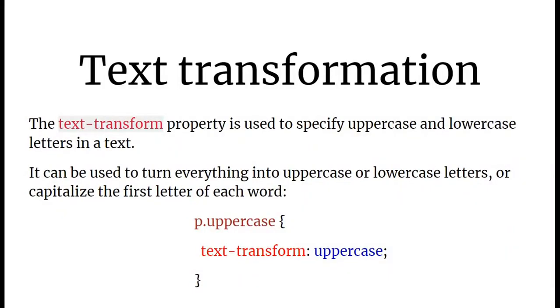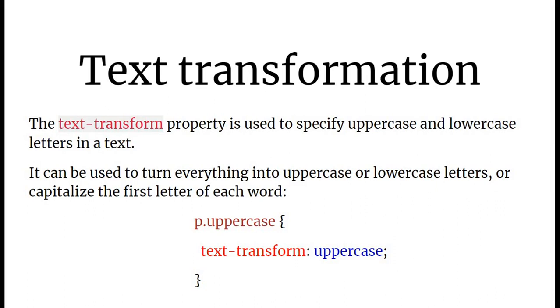So that was about decoration. Now we are going to see transformation. The text transform property is used to specify uppercase and lowercase letters in a text. It can be used to turn everything into uppercase or lowercase letters. If you want the text to be in uppercase, you can use text transform. If you want it to be lowercase, you can use text transform itself.